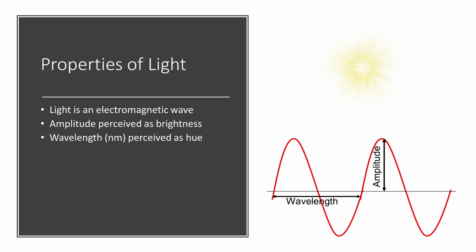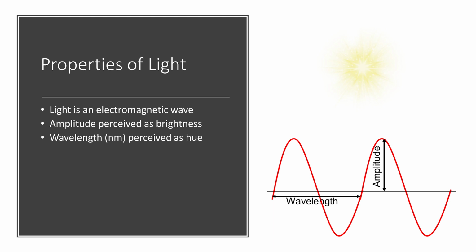First, let's talk about the properties of light. To understand how light plays a part in human factors and work environments, we first need to understand how light itself works. Light is an electromagnetic wave, or more specifically, particles that exhibit wave-like properties. The amplitude of the light wave is what we perceive as brightness, and the wavelength, in nanometers, is perceived as the hue, or color of the light.